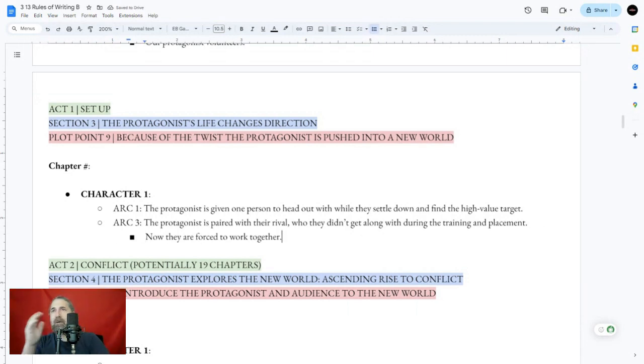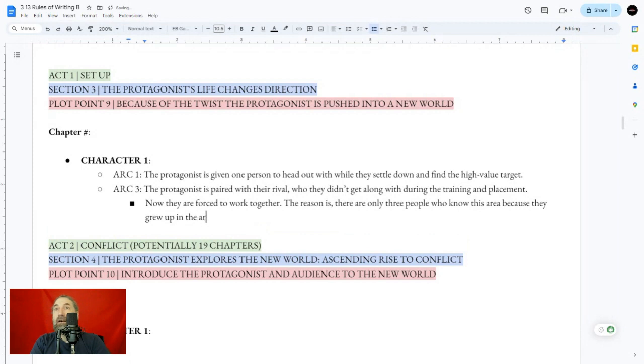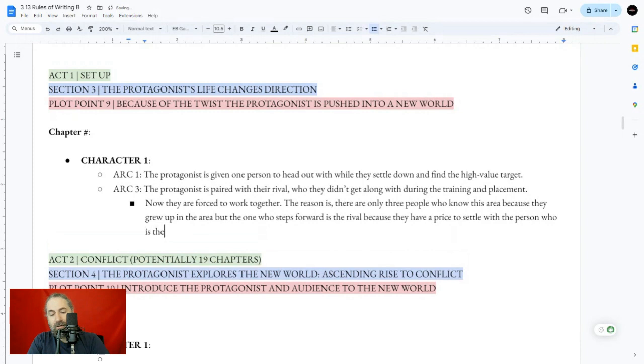I'm going to change that a little bit. Remember, just because you write it doesn't mean it has to be exactly what it is. The reason is there are only three people who know this area because they grew up in the area. But the one who steps forward is the rival because they have a score to settle with the person who is the target. There we go. All right, so that's Act One.